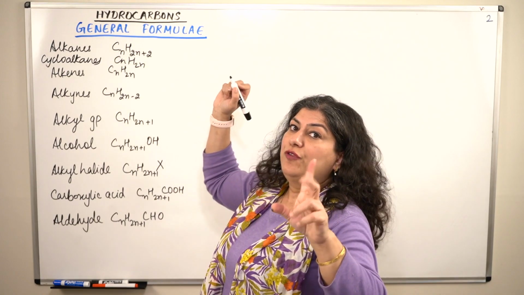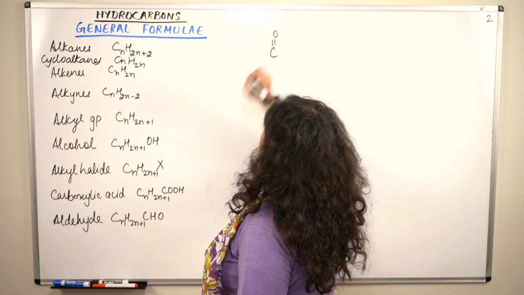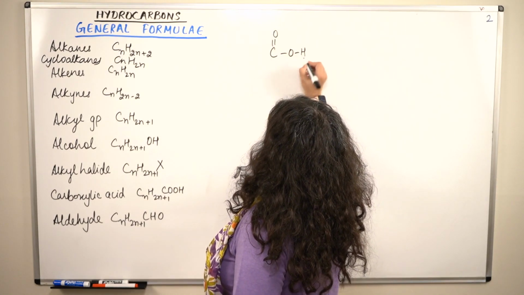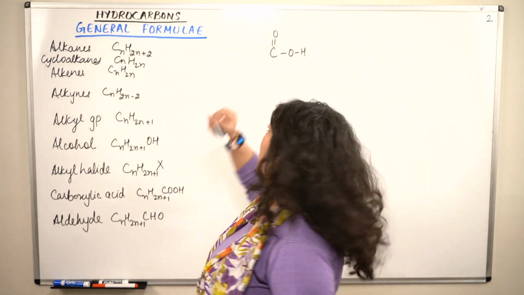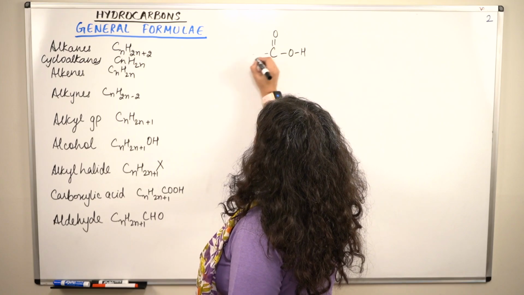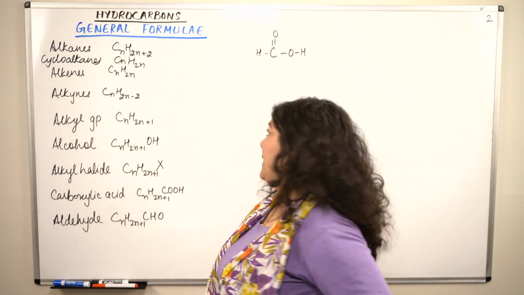I told you oxygen forms two bonds. Carbon forms a double bond with one oxygen, a single bond with one oxygen, and this oxygen forms the second bond with hydrogen. So that is the COOH. For the first member, this will have only hydrogen. HCOOH is the first carboxylic acid.